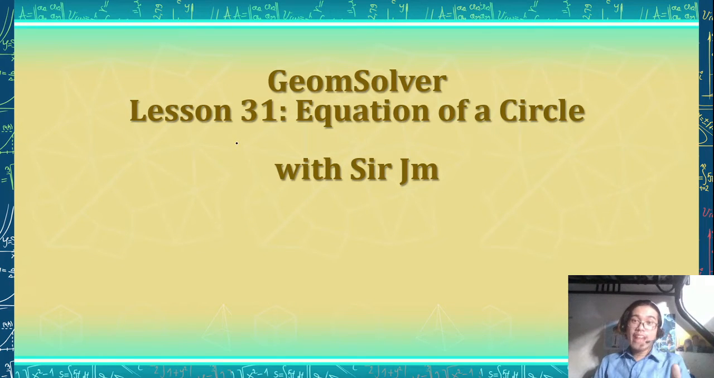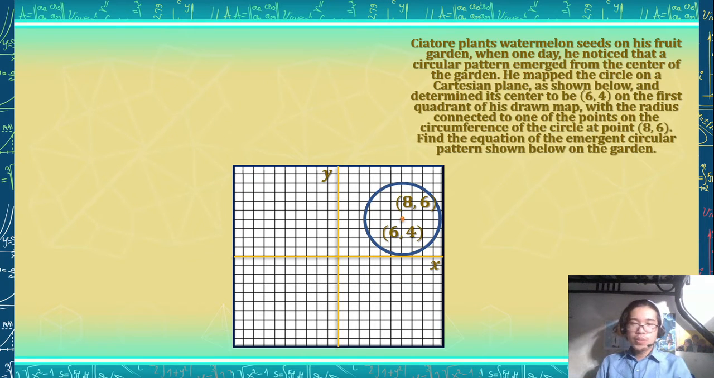We're on our last lesson for the fourth quarter and for the entire geometry series. It's been a good school year. This is going to be our last lesson: the equation of a circle, for the fourth quarter and for the entire school year. So let's start with this one.